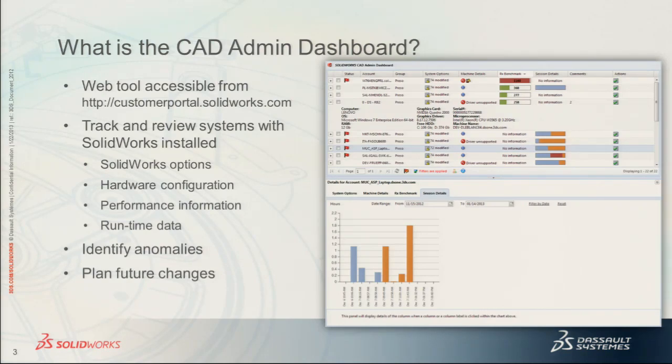And you can also use it to justify, hey, look, we've got these many guys with only 2 gigs of RAM. They need RAM. We work on 20,000 component assemblies. Please, give us the RAM.